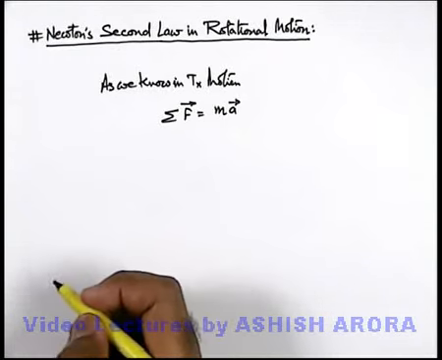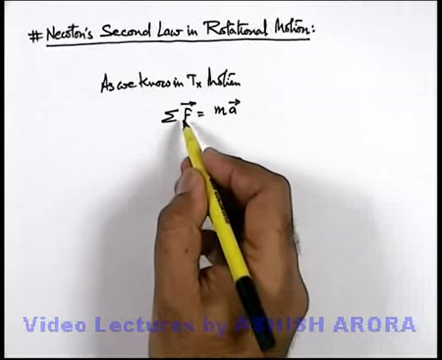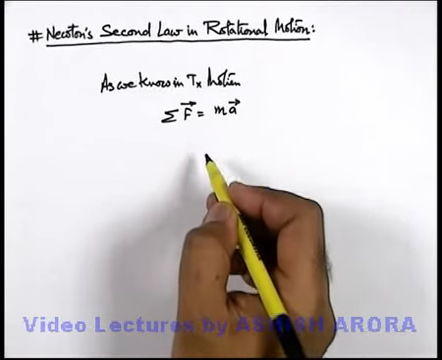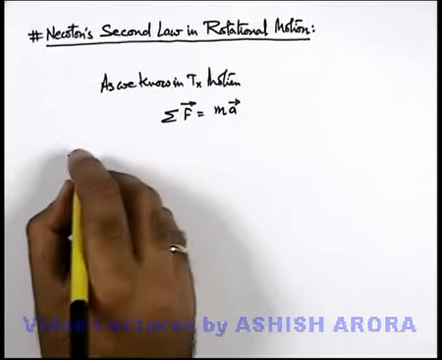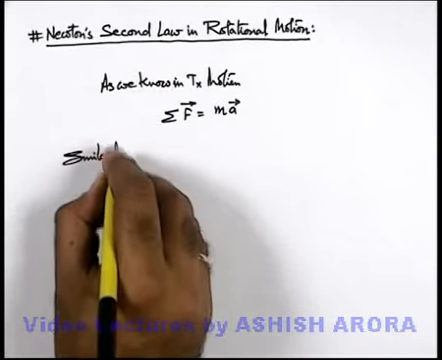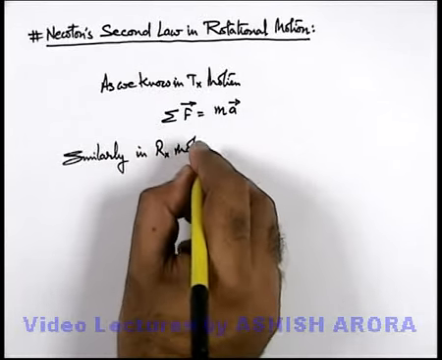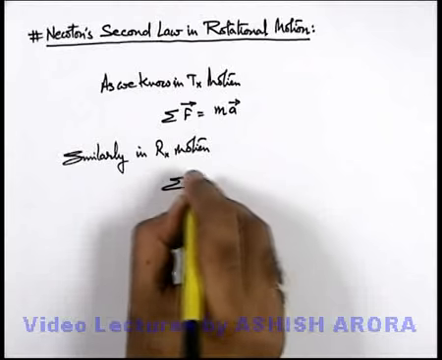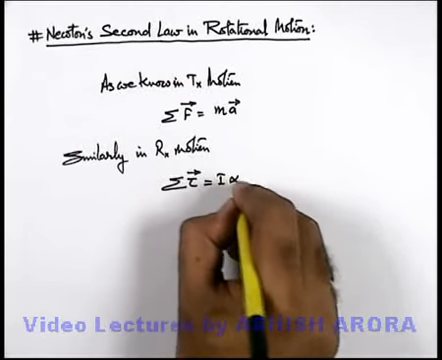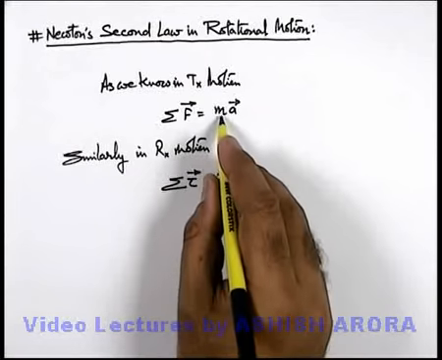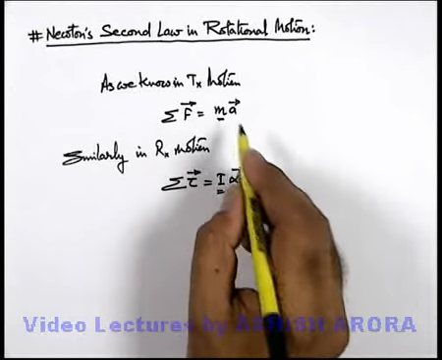Similarly, when we talk about rotational motion, the force will be replaced by its angular counterpart, that is torque, and acceleration will again be replaced by its angular counterpart, that is angular acceleration. So we can write similarly, in rotational motion, the sum of all torques acting on a rigid body is equal to I alpha, because the rotational counterpart for mass is moment of inertia, and for acceleration we use angular acceleration.